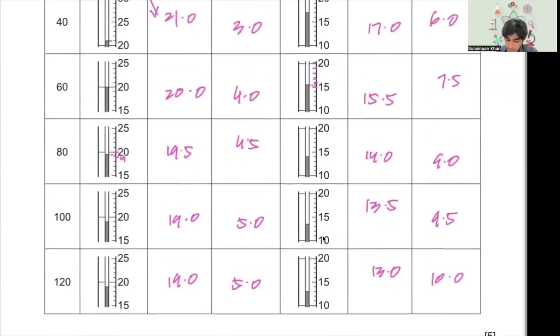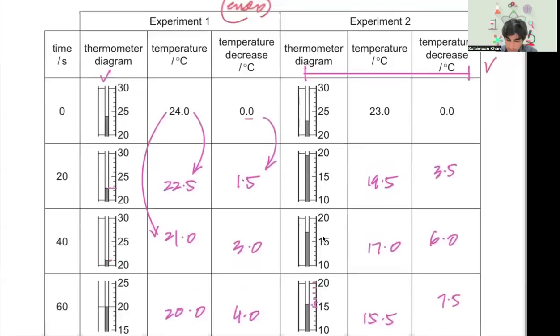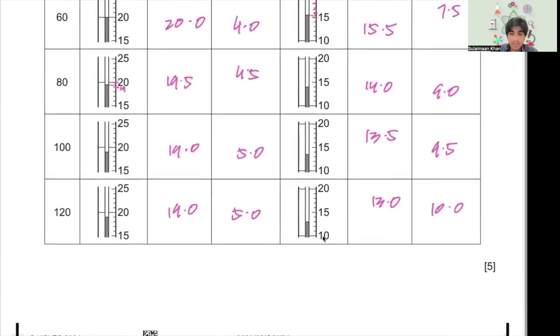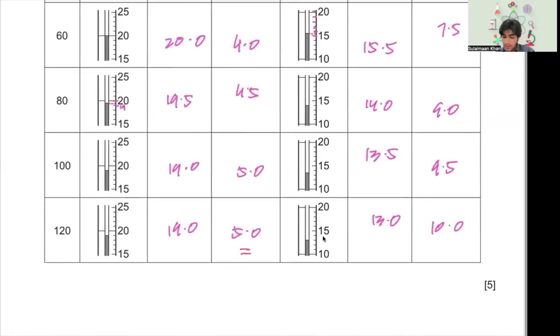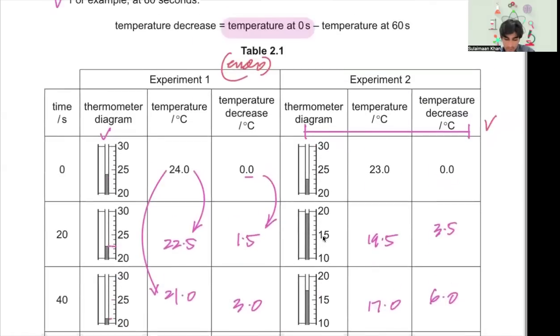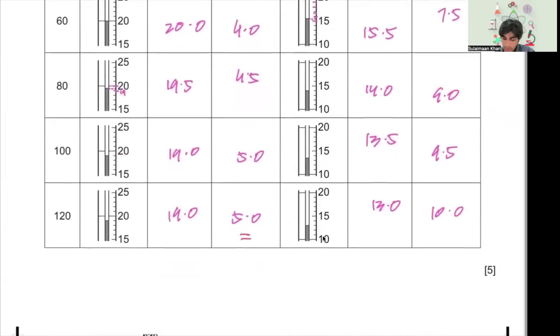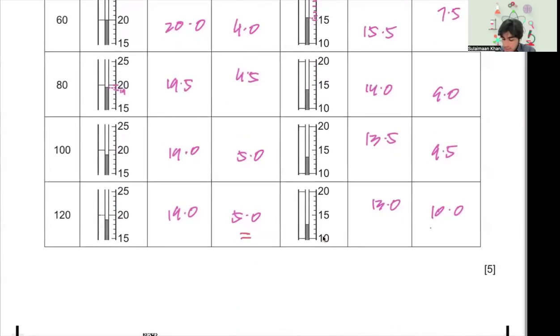And one more thing, everybody. The maximum temperature decrease in experiment 1 is 5.0. Ain't that true? Maximum temperature decrease in experiment 1 is 5.0. And maximum temperature decrease in experiment 2 is 10.0.